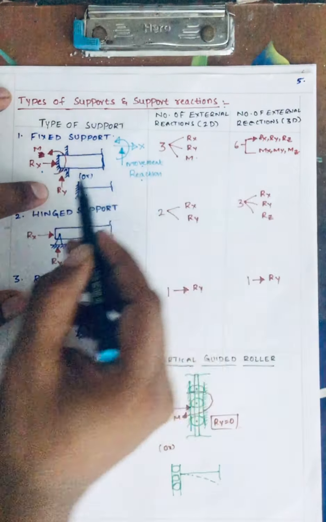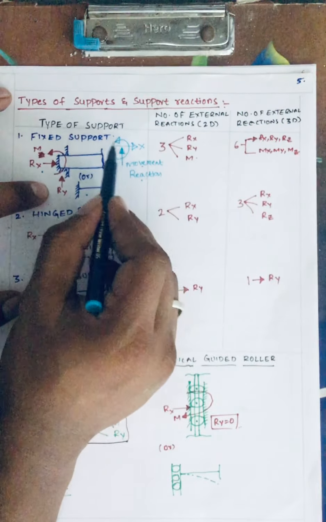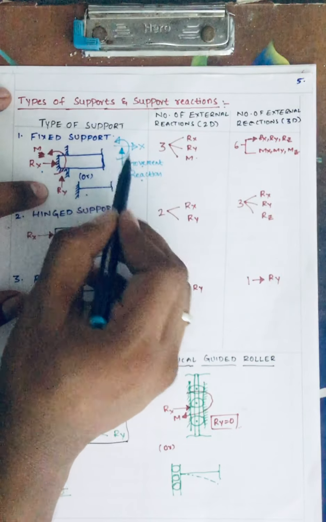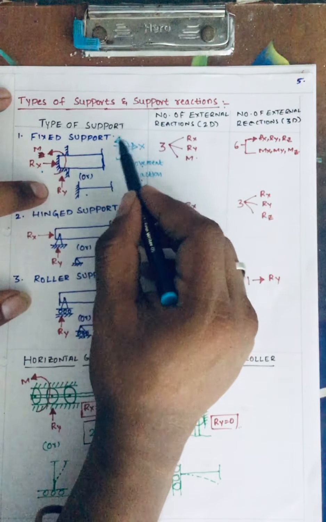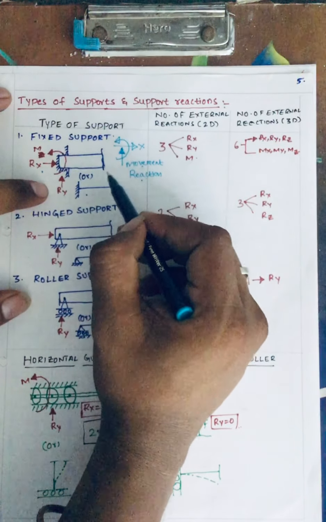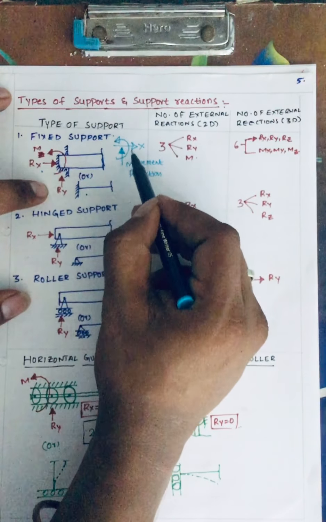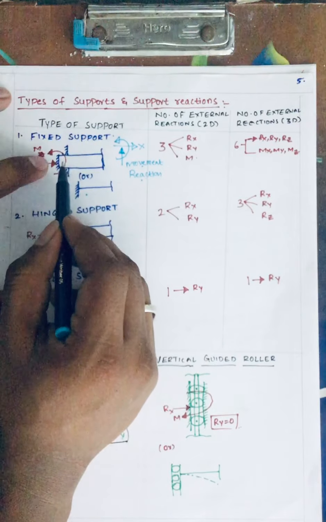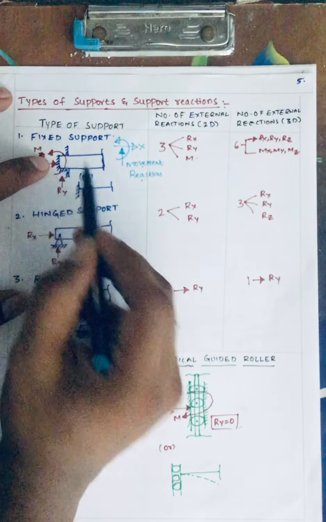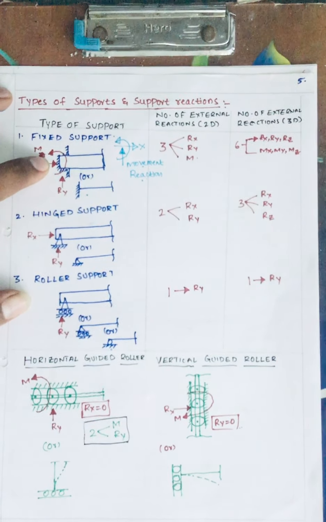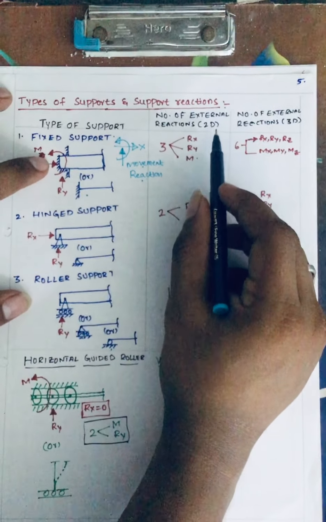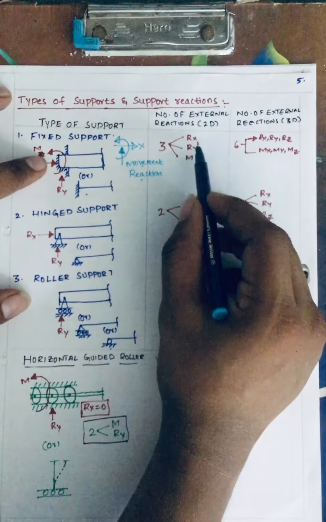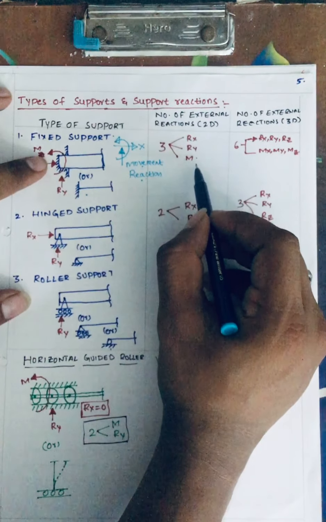And the next one, rotation. It can rotate anti-clockwise or clockwise, based upon our assumptions. So this degree of freedom is a rotation. If someone is restricting this degree of freedom on rotation, then we call it a moment. Next, how many reactions are there in 2D? 3 reactions, Rx, Ry and moment.